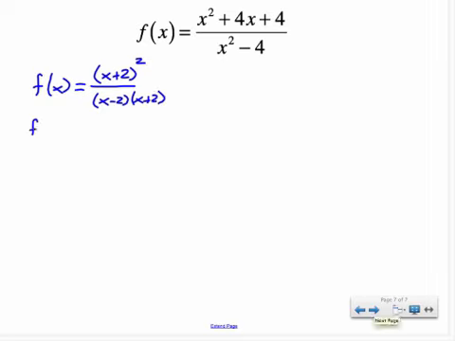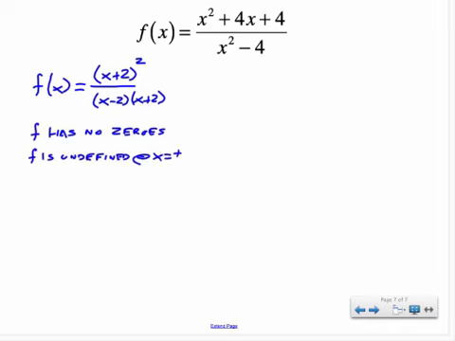So I notice that f of x will equal 0. Actually, I don't see that at all, because the number that makes the numerator 0 would also make the denominator 0. So f has no zeros. But f is undefined at plus and minus 2 because the denominator is 0 at those two values. Okay, so my sign chart for f would contain those two numbers, negative 2 and 2.